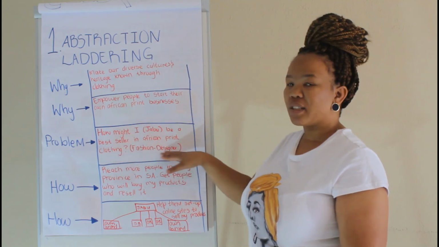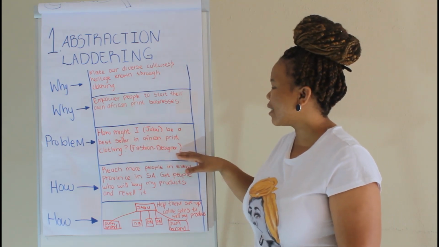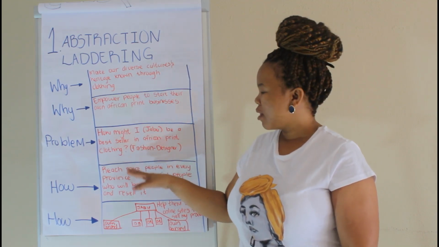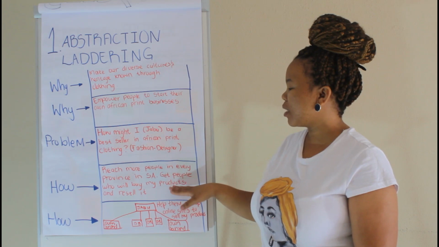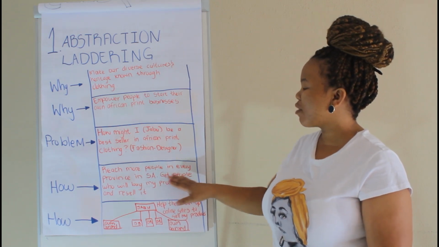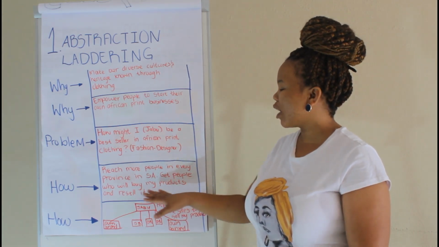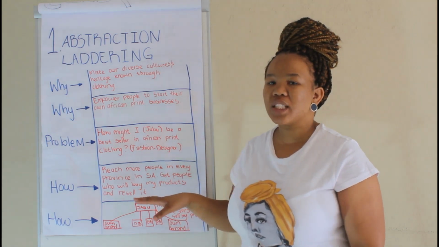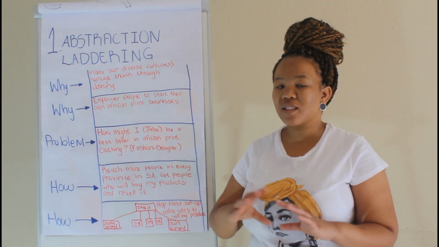So the middlemost part is the problem, which is how might I, as Jabu, become a bestseller in African design clothing. The first how can he solve this problem is to reach more people in every province in South Africa and to get people who will buy my products and resell my products. So that is the first solution that Jabu has. That's the first layer to it.